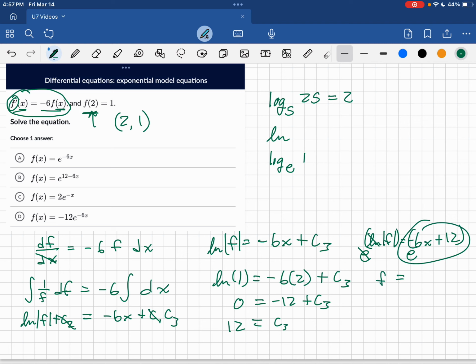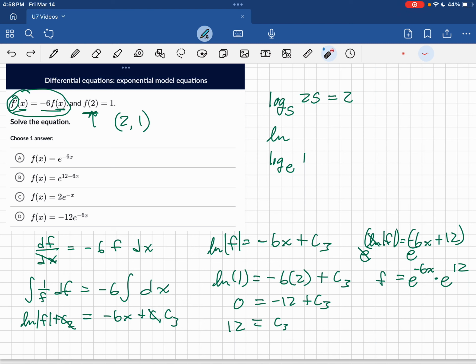And over here, let's see. Let's simplify this a little bit more. We have e raised to the negative 6x times e raised to the 12. Wait, how come there's 2 e's? Because you're adding these exponents. Don't forget the laws of the exponents. The laws of the exponents say if you have 2 common bases and you are multiplying, you add them exponents.